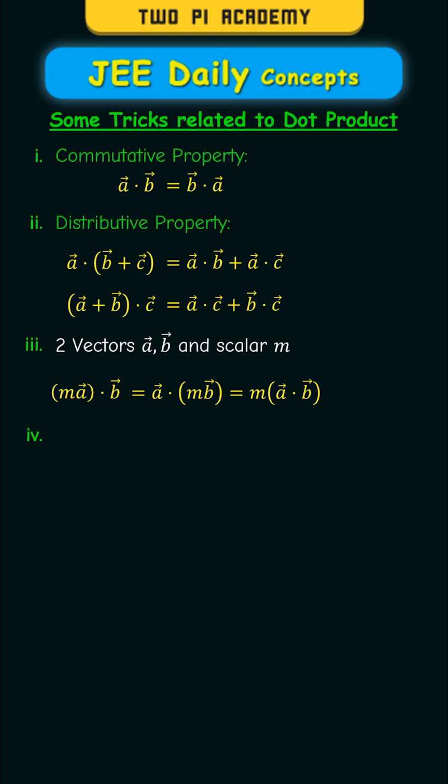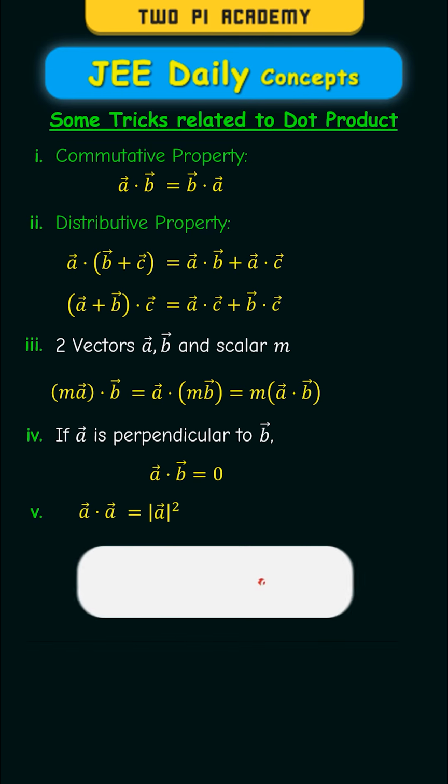The fourth property is that if a vector is perpendicular to another vector, then their dot product will be equal to 0. And finally, the dot product of a vector with itself is equal to the magnitude of that vector squared.